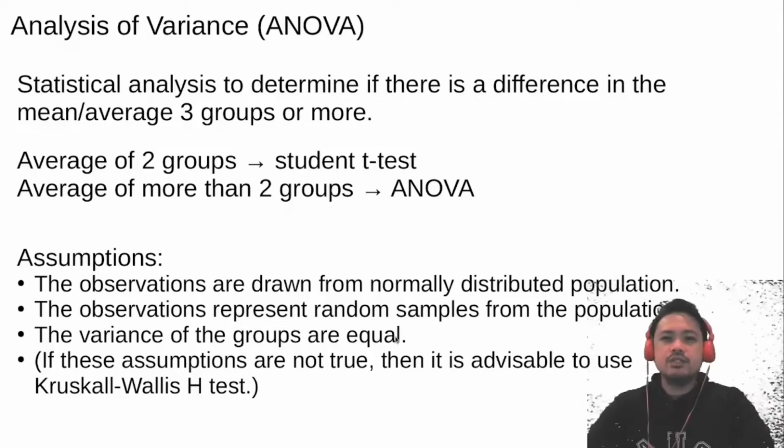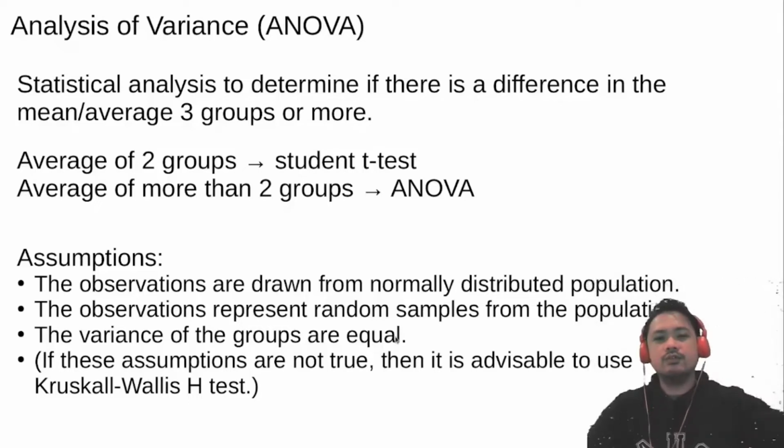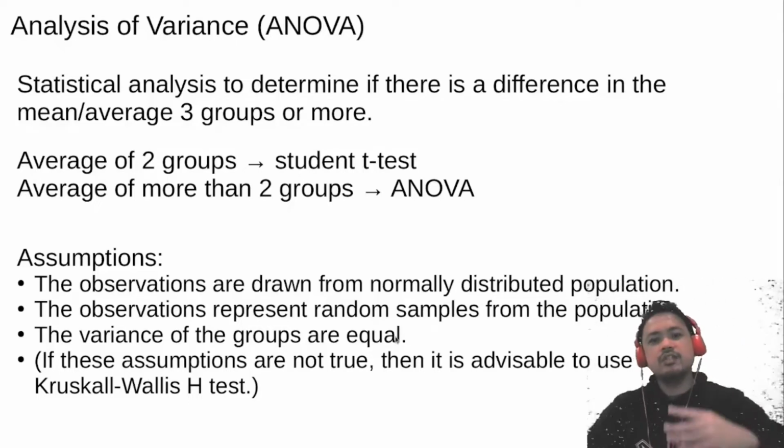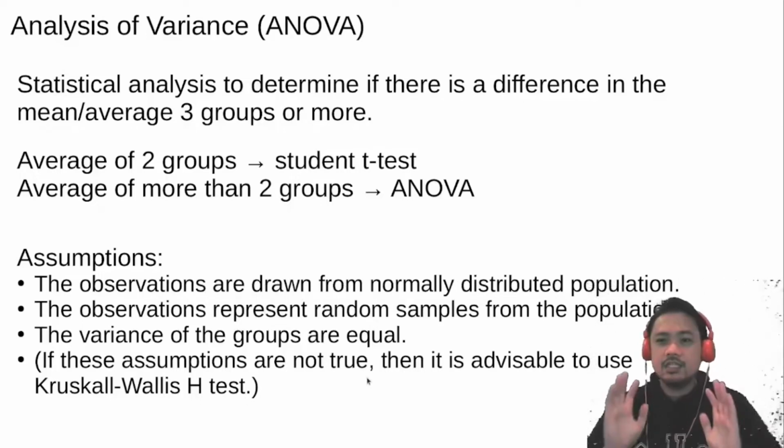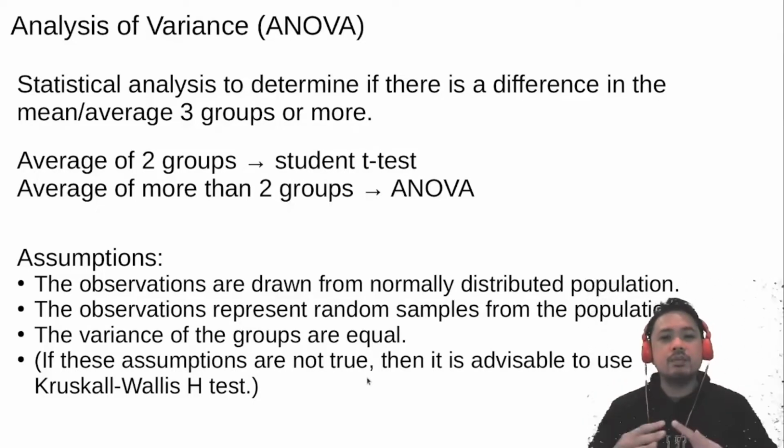Then, the variance of the groups are equal. That means that the dispersion of the data from one group should be the same as the other groups that you are comparing. If all these assumptions are not fulfilled, then you need to use the Kruskal-Wallis H-test. However, for this video, we will disregard these assumptions for the sake of giving examples.